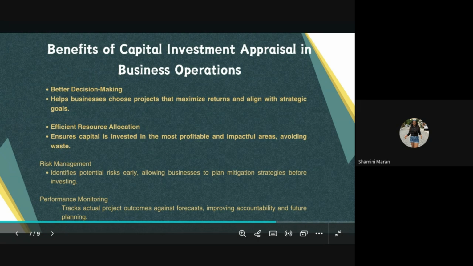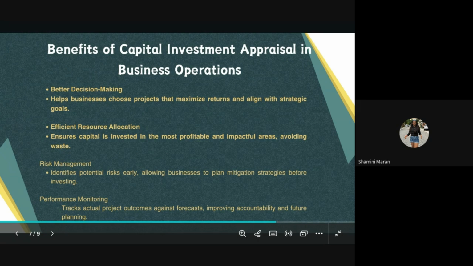Third, risk management. Every investment carries a degree of risk. Through detailed analysis and forecasting, techniques identify potential financial, operational, and market risks with different investment opportunities. Recognizing these risks early enables businesses to implement appropriate strategies, reduce the chances of project failure, and protect the organization's financial health.